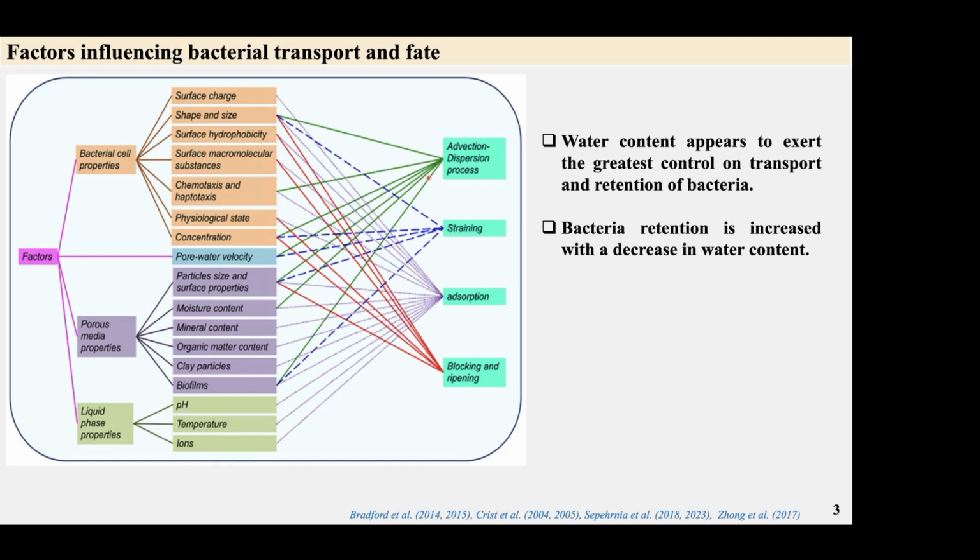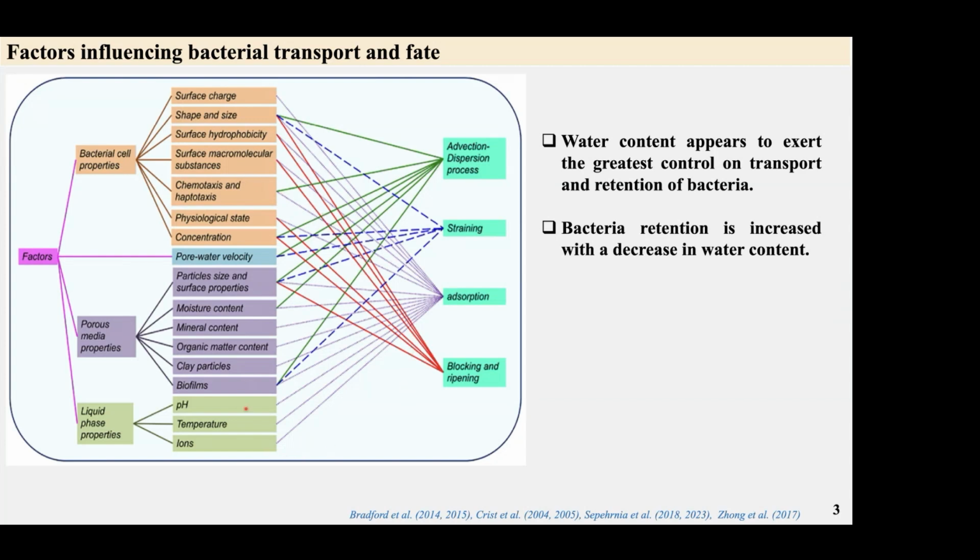For instance, for advection dispersion, we have biological and physical properties that are important. But for attachment or absorption, we see that it's quite complex. Biological, chemical, and physical properties, including bacteria, soil, and liquids, are important. While for blocking and ripening, which are almost biological, bacteria cell properties can be very important.